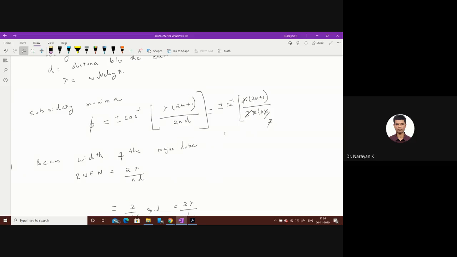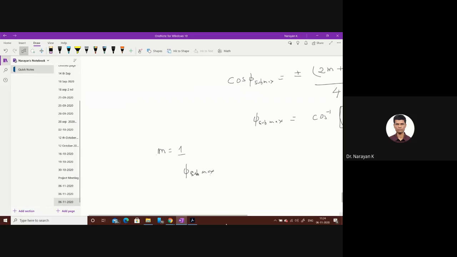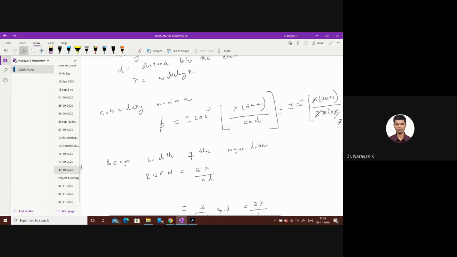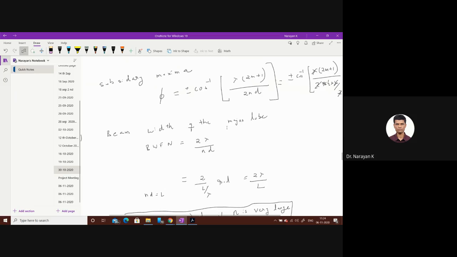Okay. Can anyone answer why I have once again derived and not told you to use this? Please tell me, Maima. No, sir, I'm not able to get the answer. No, you understood. If you substitute in this equation, you will get the exact same value as what we have derived now. Agreed? Yes, sir. This is what you will get from the subsidiary maximum equation, what I have written here for your broadside array.